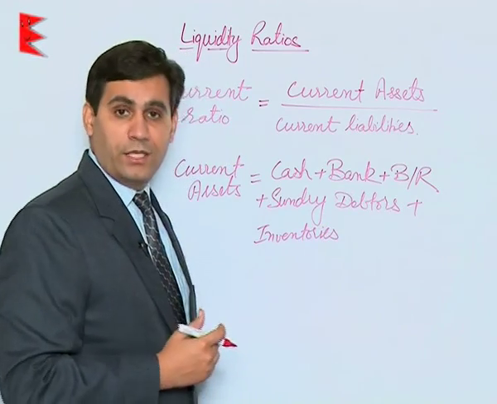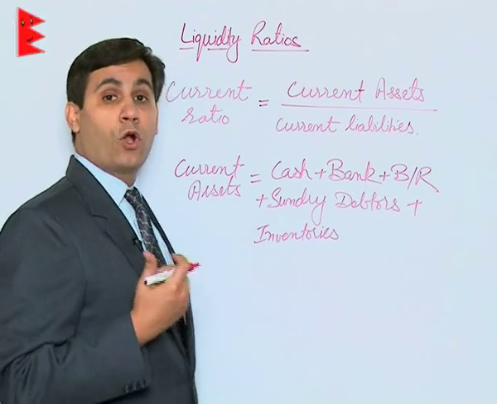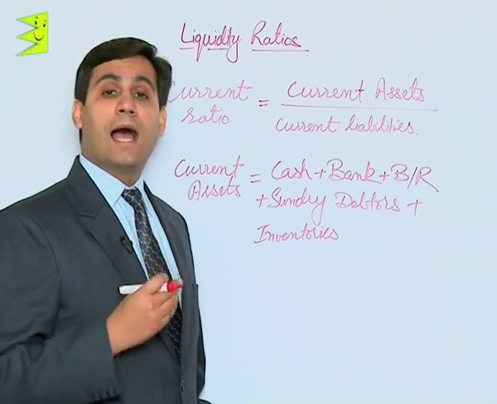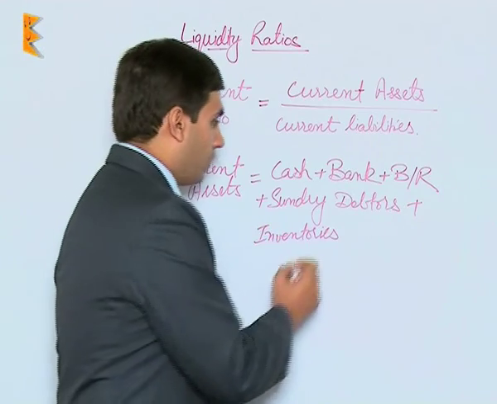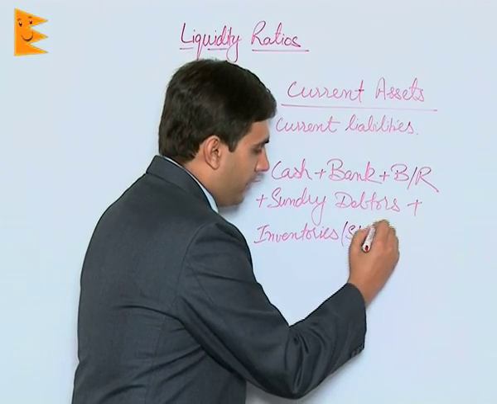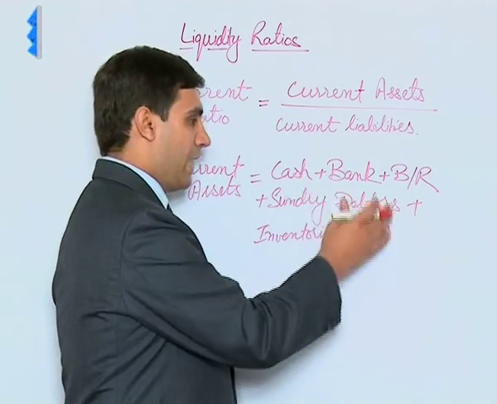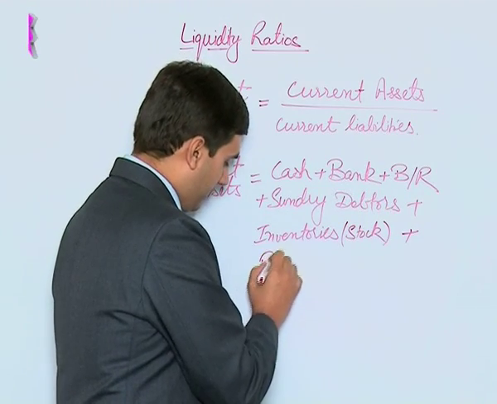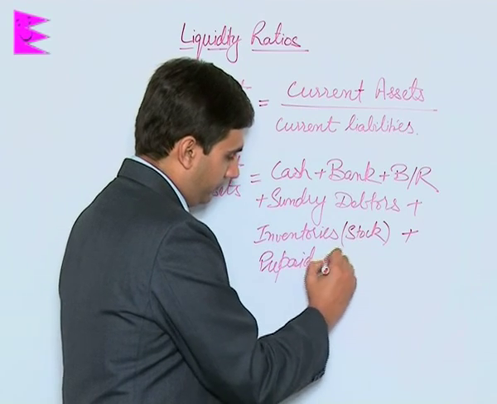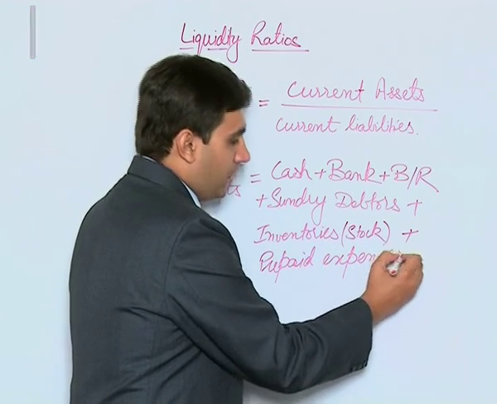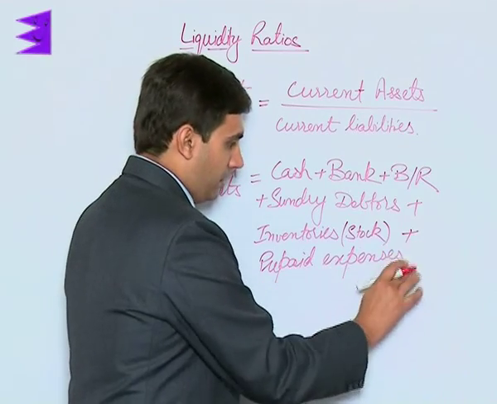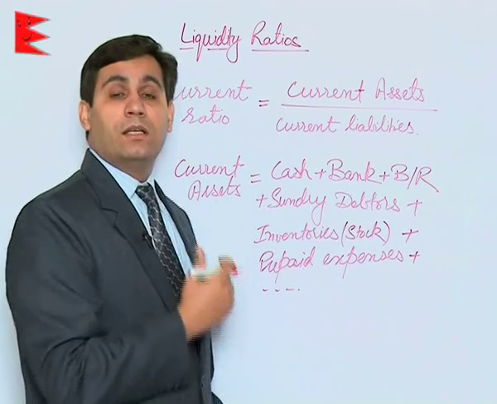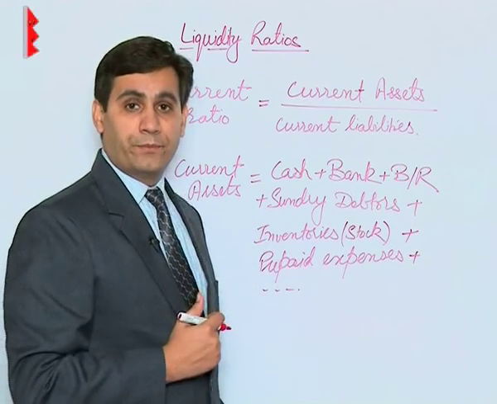Inventories can also be referred to as stock, and remember, it includes stock of every kind, that is stock of raw material, stock of work in progress and finished goods. So I'll put it as stock here in the bracket. So we have cash, bank, bills receivable, sundry debtors, inventories, and prepaid expenses. Now students, remember I'll put it as dot dot here because there can be many more current assets, but these are a few ones which are used frequently.